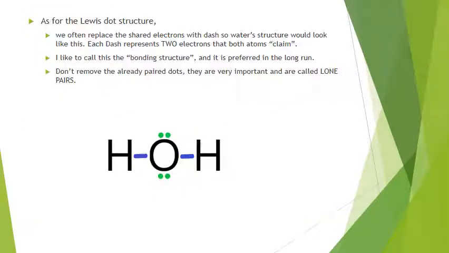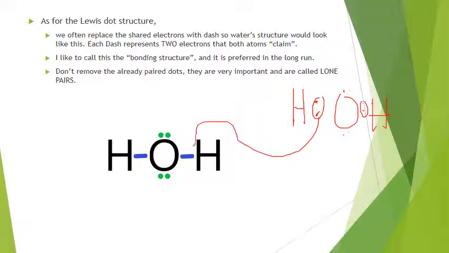All right. As for the Lewis dot structure, we often replace that shared pair. Here's what we got. Here's the shared pair and this shared pair, and what we'll do is replace this with a dash. Okay. And don't forget these guys. These guys are called the lone pairs, and they're very, very important. Don't leave them off.